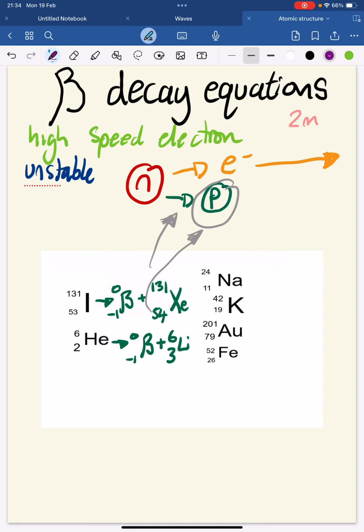Now, pause the video here and have a go at looking at sodium, potassium, gold and Fe, these 4 examples here, and each of them will emit a beta particle, and have a little go at working out what they will be turned into. So pause the video and have a go. Okay, so you should have had a go at each of these. Now each of them will emit a beta particle.